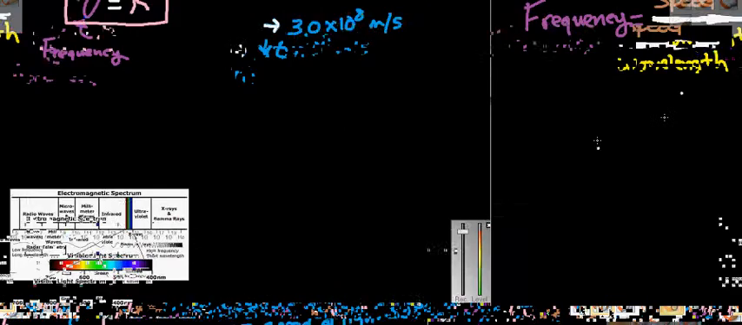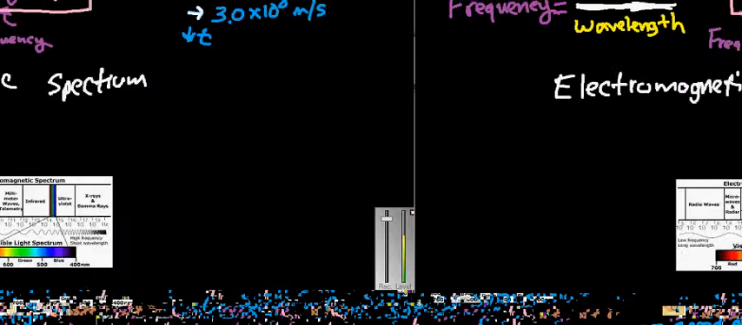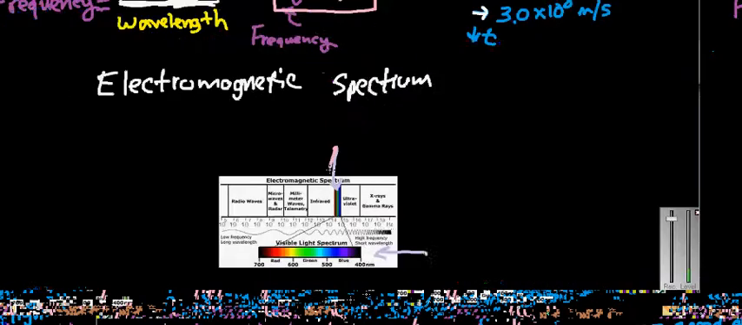The visible light spectrum is in the electromagnetic spectrum, but before we were zoomed in over here. Now we're taking a step back and we're looking at the whole spectrum. So the visible light spectrum is this section right there that my arrow, let me use a different color, that my arrow is pointing to.